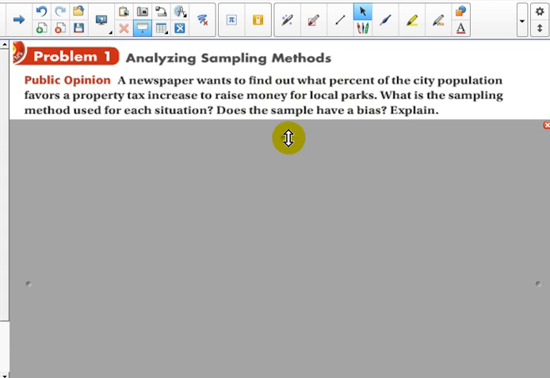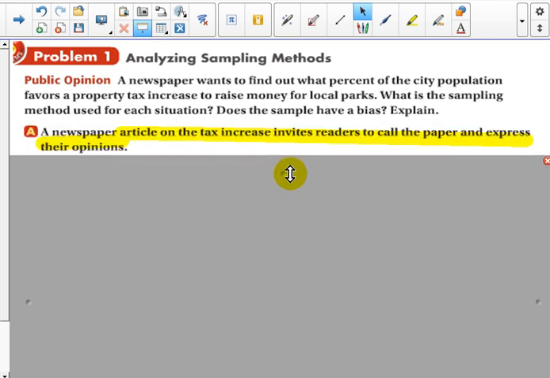So the first problem we're going to look at is about analyzing the sampling methods. In public opinion, a newspaper wants to find out what percent of the city's population favors a property tax increase to raise money for local parks. What is the sampling method used for each situation? Does the sample have bias? Explain.